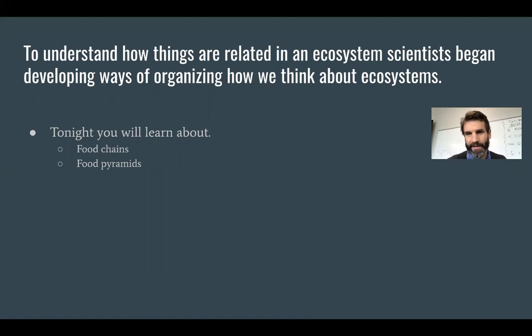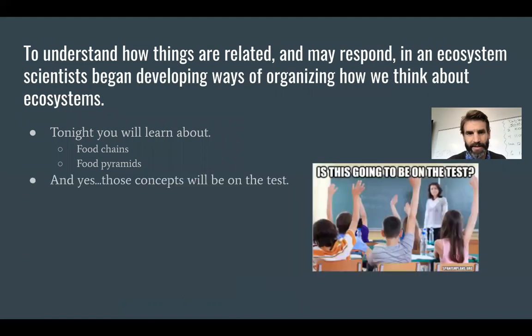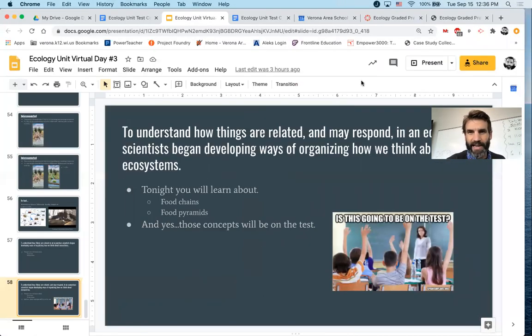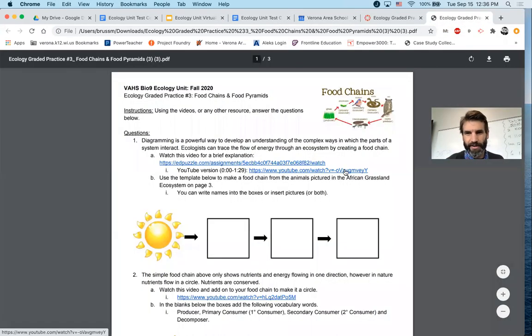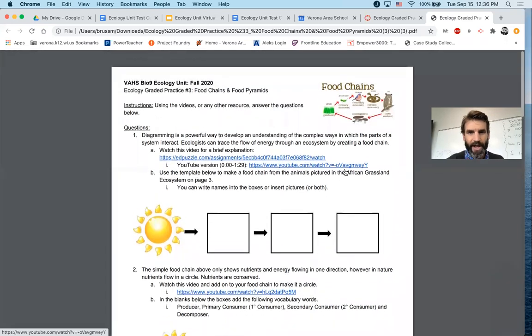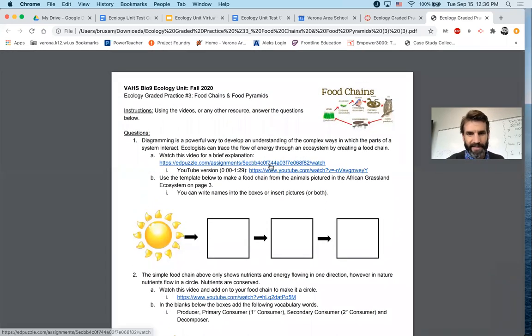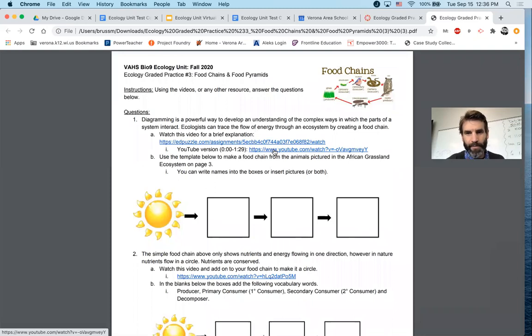Ecology graded practice number 3. We're going to start learning about food chains and food pyramids. And yes, those concepts will be on the test. So I have it here. I'm not going to go through the Canvas. I think students are pretty confident going through Canvas now that this is what ecology graded practice number 3 looks like. There's a couple of videos to explain introduction to a food chain.